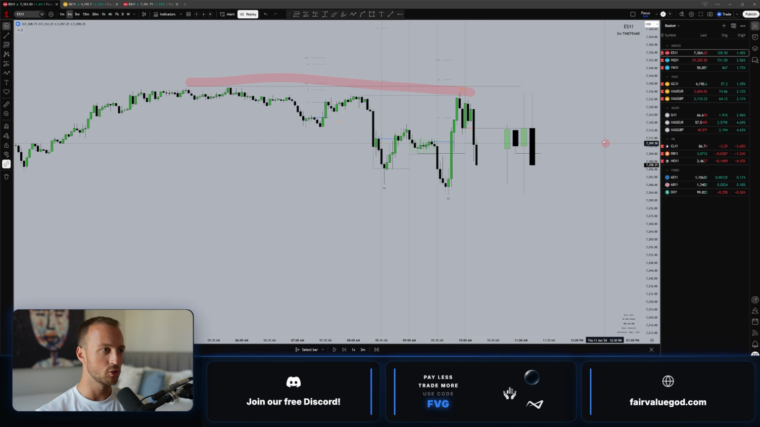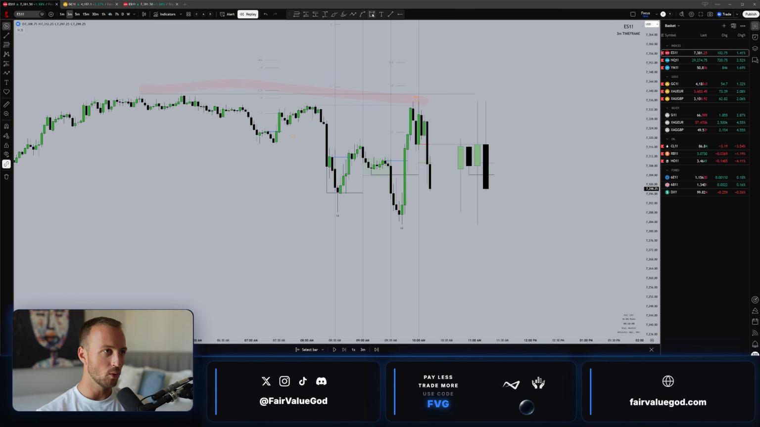We have SMT here, so I'm shorting weakness. I want to see a protected swing form now on this new 30-minute candle that we can trade lower. So let's skip a little bit.